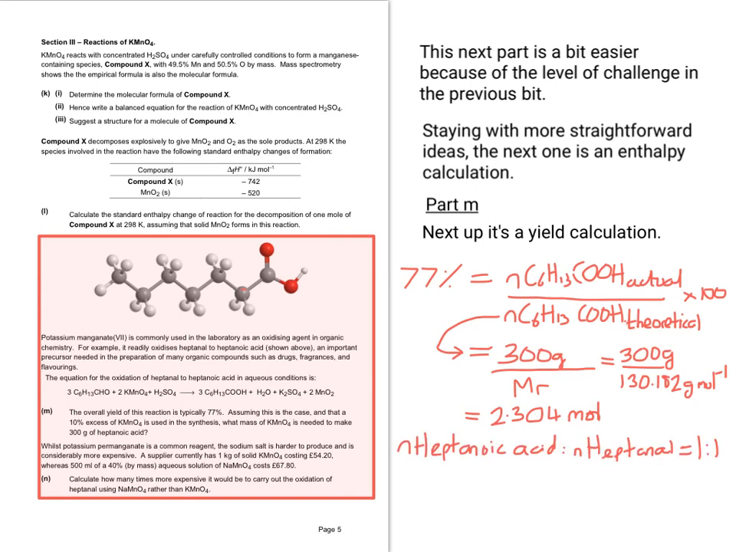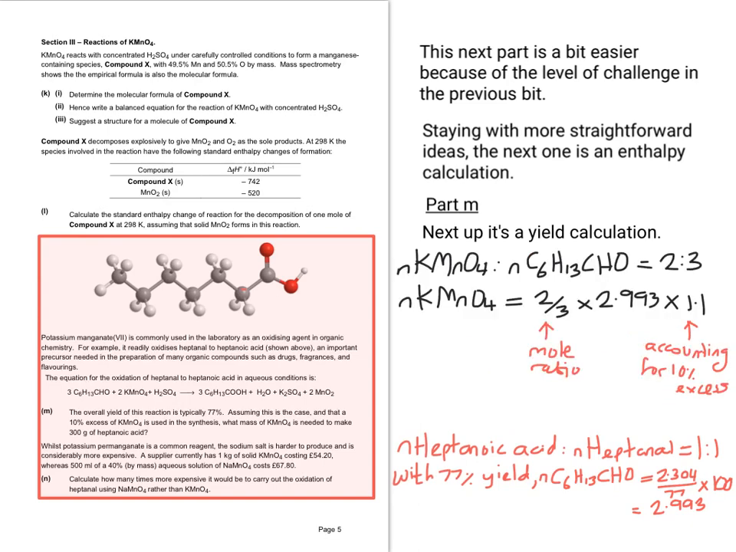Now working backwards through the equation, the mole ratio of heptanoic acid to heptanal is 1 to 1, or 3 to 3 as you can see printed there. So what you've got to do now is to bear in mind with a 77% yield, that's actually going to be 2.993 moles of heptanal required to make 2.304 moles of heptanoic acid. I'm just going to clear the screen to continue the calculation.